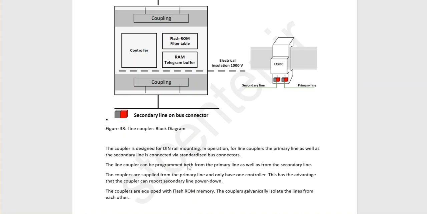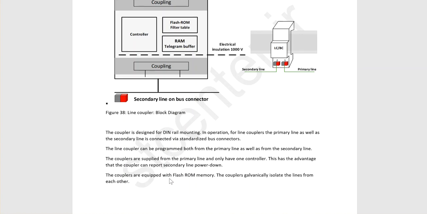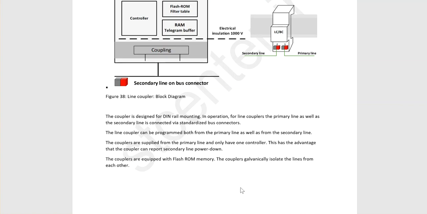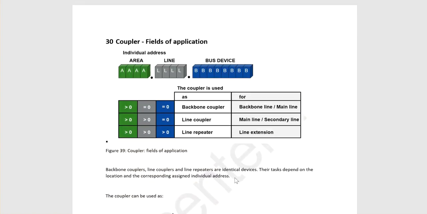The line coupler can be programmed both from primary as well as secondary. This is really important. Your USB interface or IP interface can be connected to the secondary line or primary line, like main line and backbone line, and program the device. These devices, line coupler and backbone coupler, only power up from the primary line, but can be programmed from the secondary line or primary line. The couplers are equipped with a flash ROM memory. The coupler galvanically isolates the lines from each other.